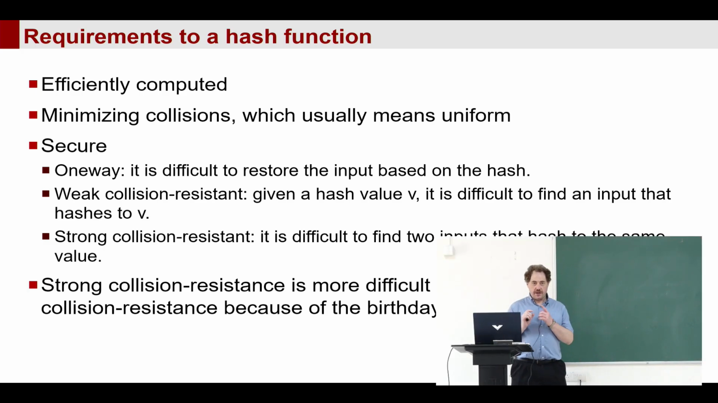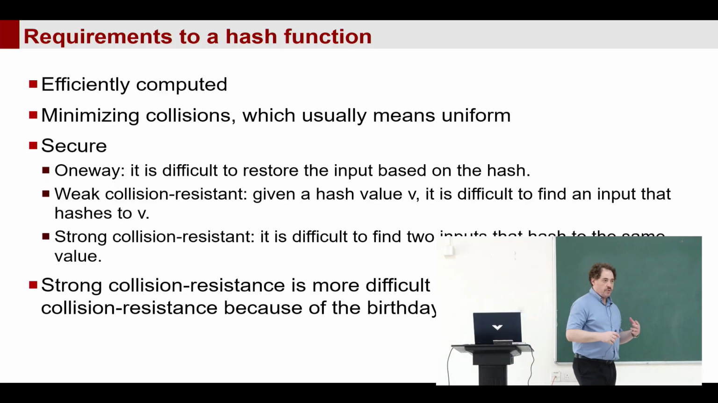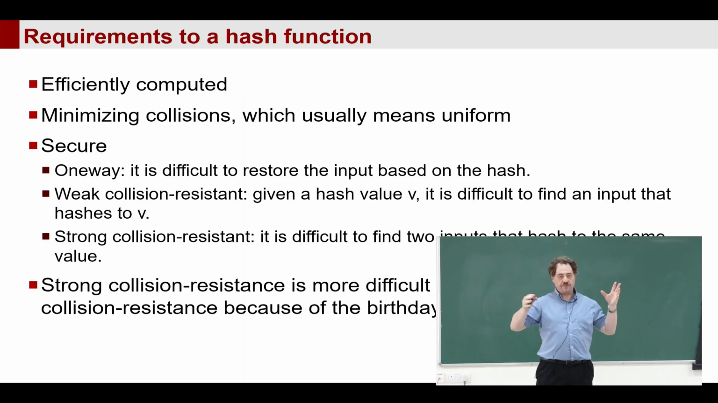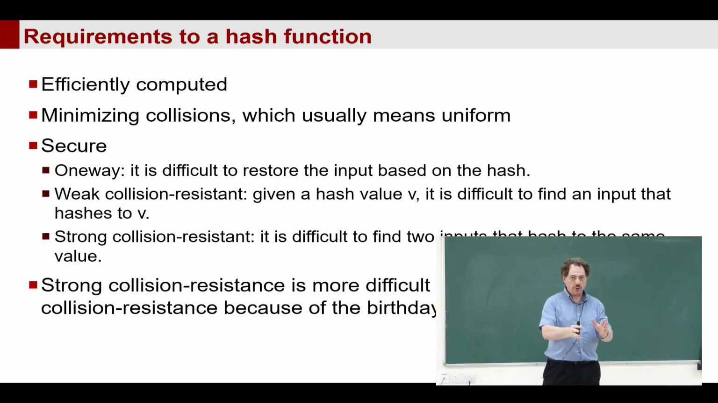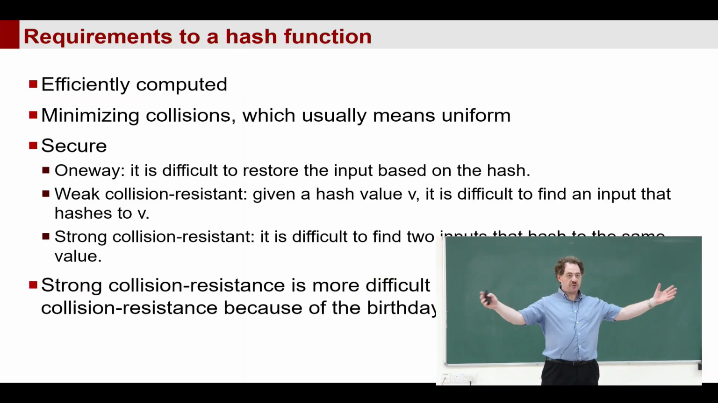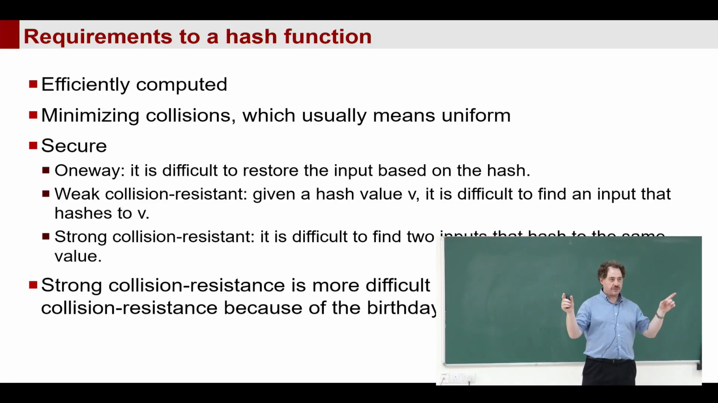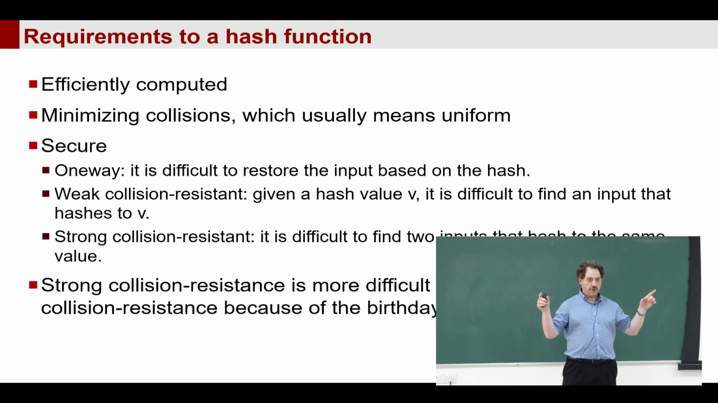We want to minimize the collision. What does it mean? Usually we take a large input and compress it, which is what the hash function does, into a short output. It means the input space is much bigger than the output space. In that case, multiple values of the input would be mapped by the hash function to the same output. That's necessarily the case because the output space is smaller than the input space.